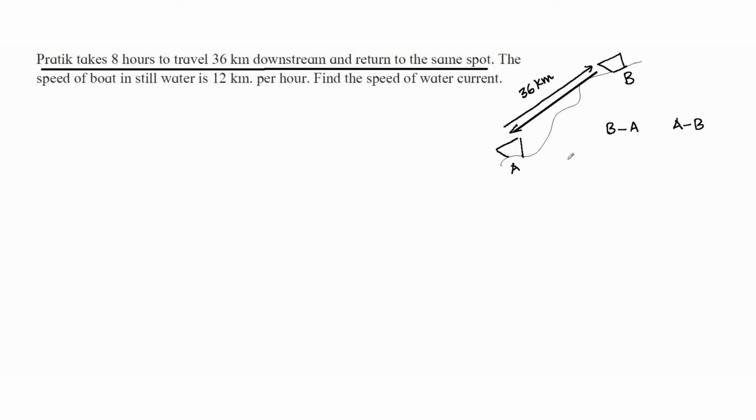The total distance covered here, so the distance between B to A is 36 kilometers and the distance between A to B is also 36 kilometers, and the total time taken is 8 hours. So I can say that the time taken to go downstream plus time taken to go upstream, this complete time equals 8 hours.